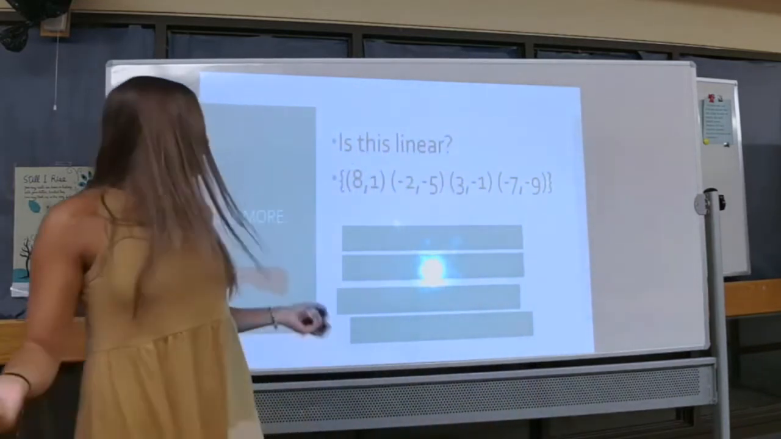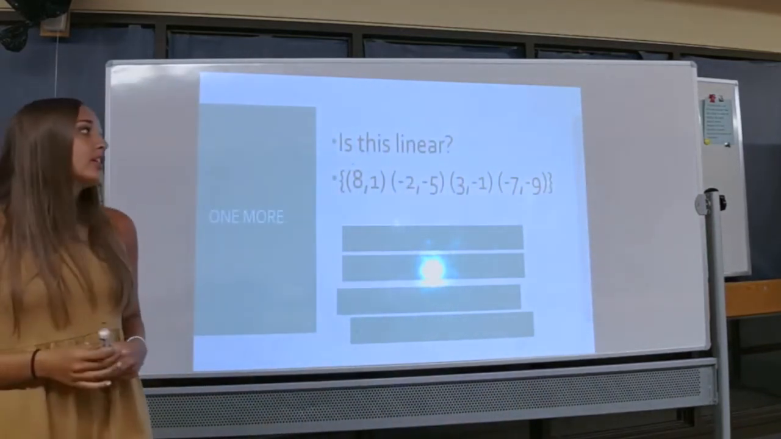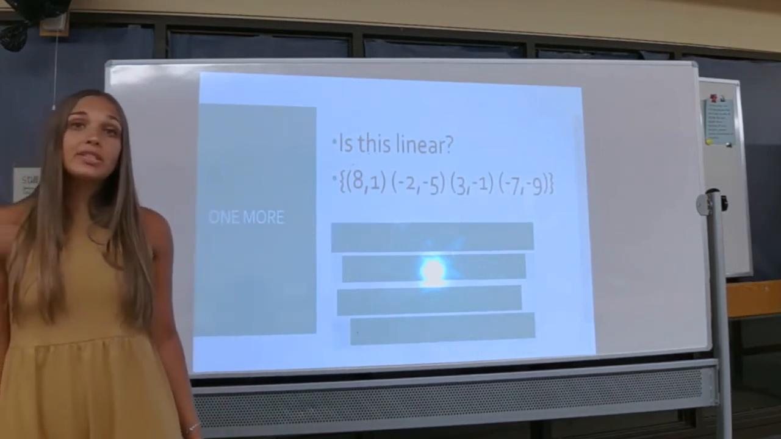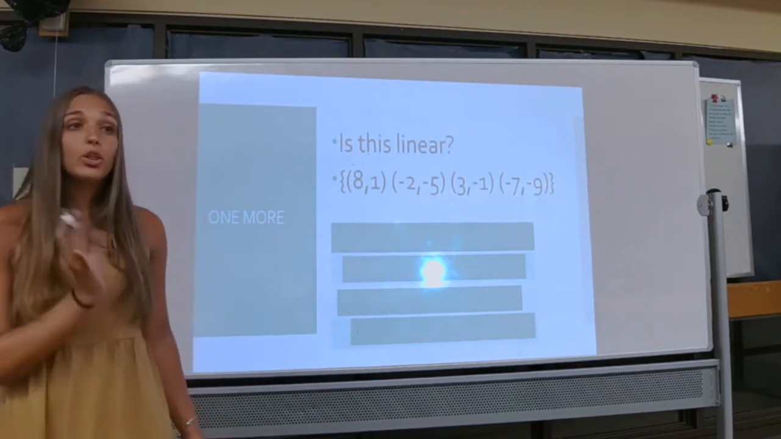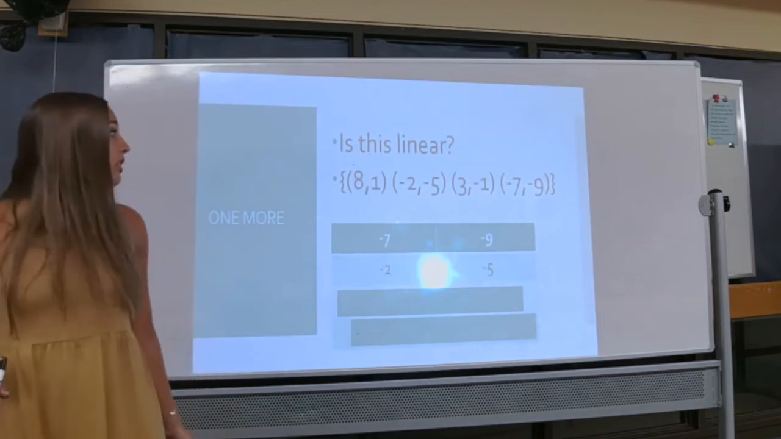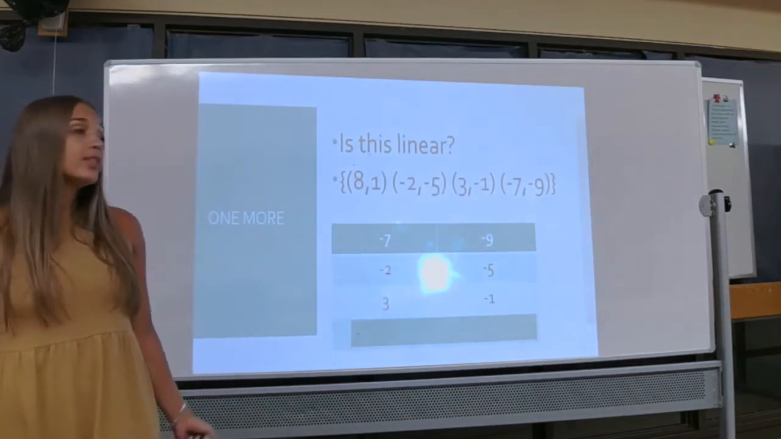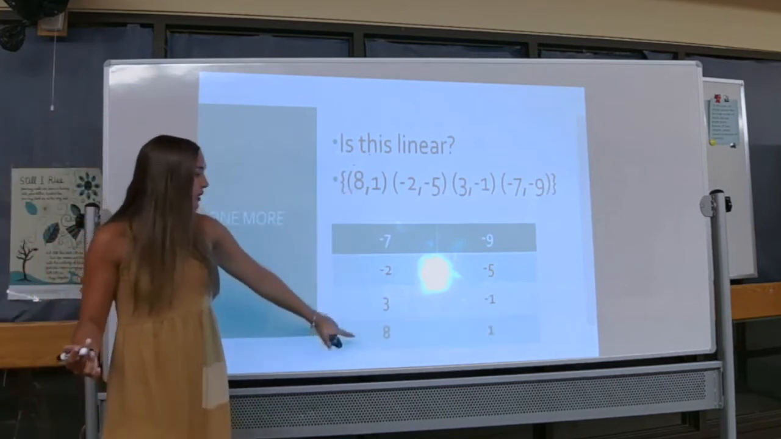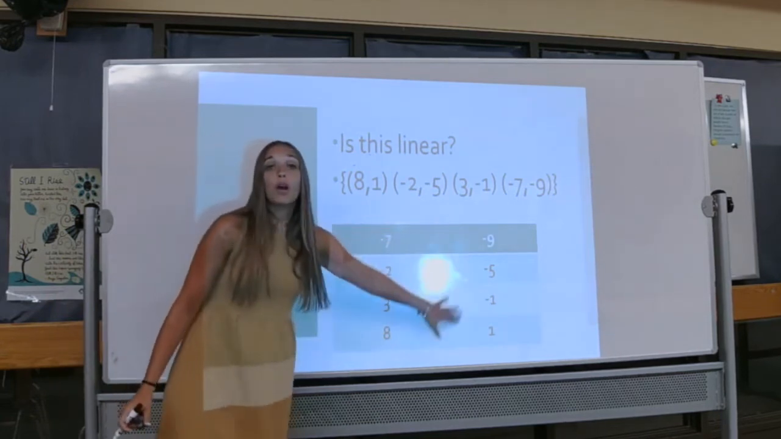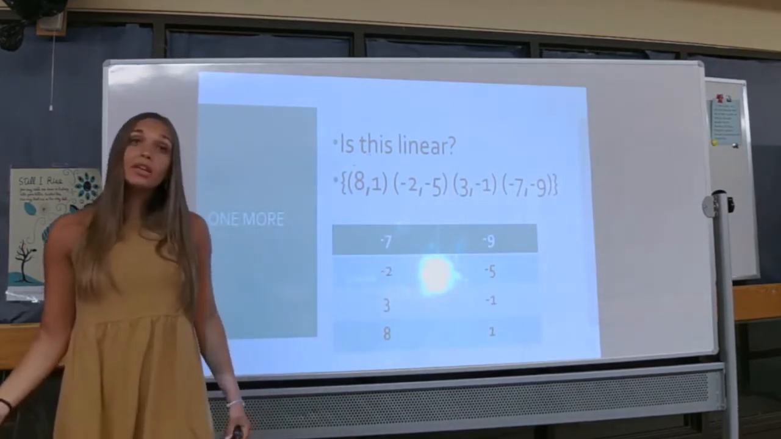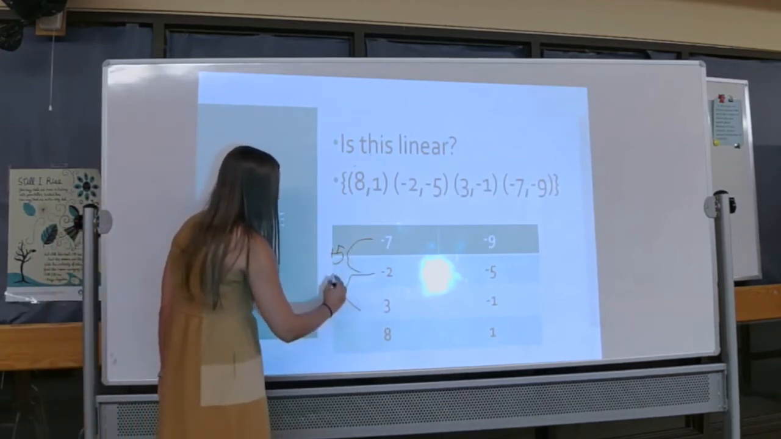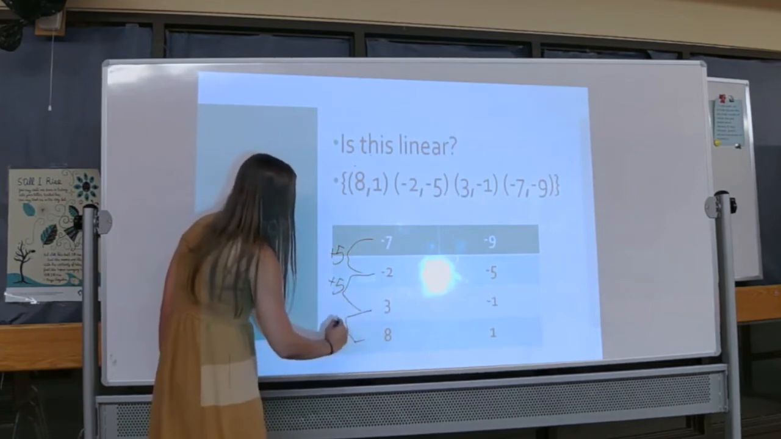So now I give you the points 8, 1, -2, -5, 3, -1, and -7, -9. The smallest x value here is -7, and that goes with -9, so let's put that in first. Then we have -2, -5. Then we have 3, -1, and our biggest x value is 8, so let's put the 8, 1. So as you can see, smallest to biggest x values, they have their y's paired with them. So let's see if there is a constant rate of change. So this is going up by 5, up by 5, up by 5.